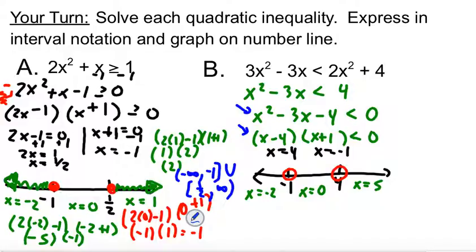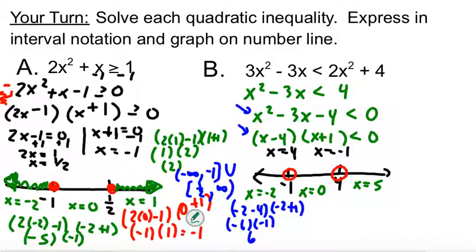So if I do this, I go negative 2 minus 4, and I do negative 2 plus 1. Well, negative 2 minus 4 is negative 6. Negative 2 plus 1 is negative 1. I multiply, I get 6, which is positive. So is 6 less than 0? No.